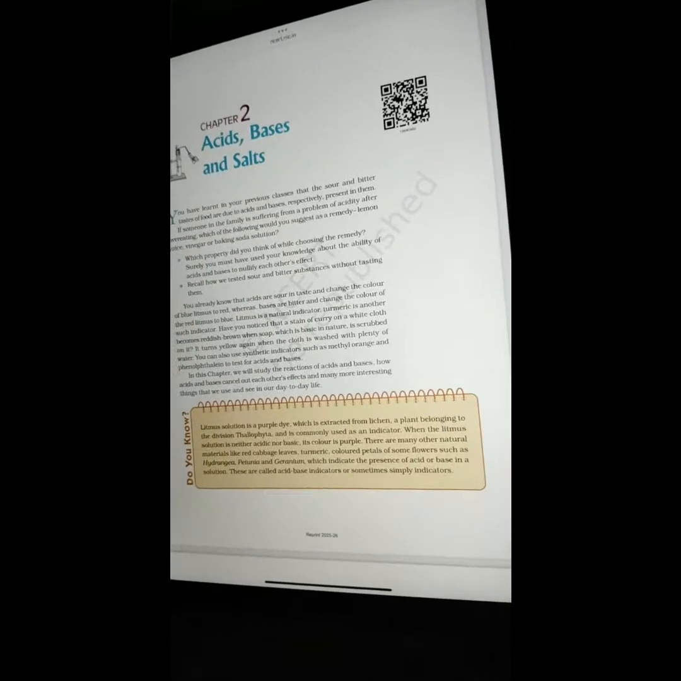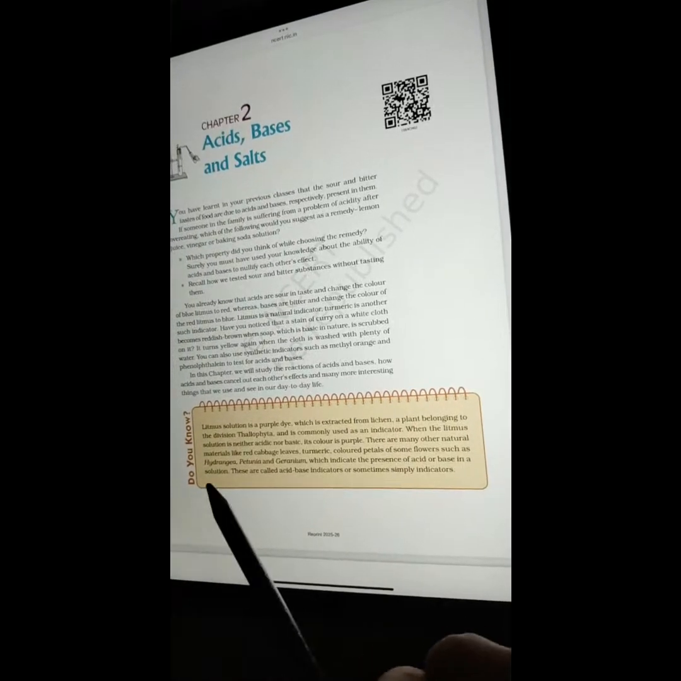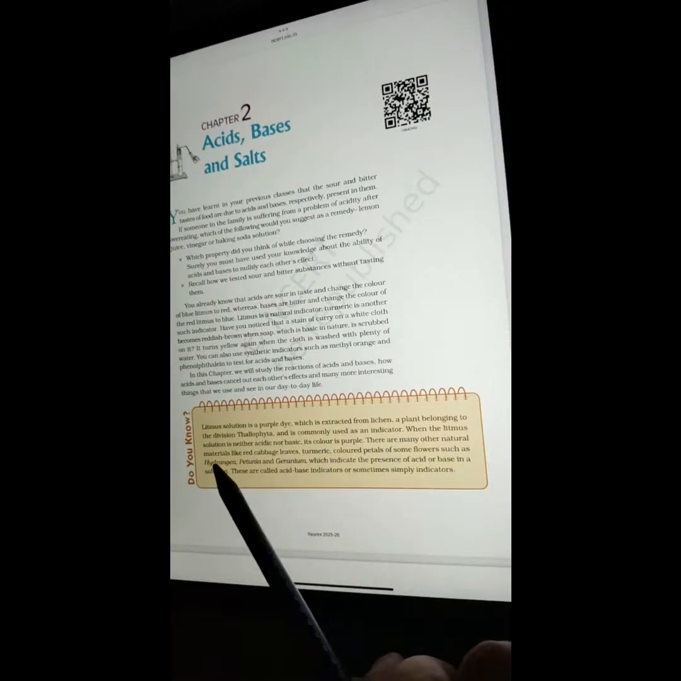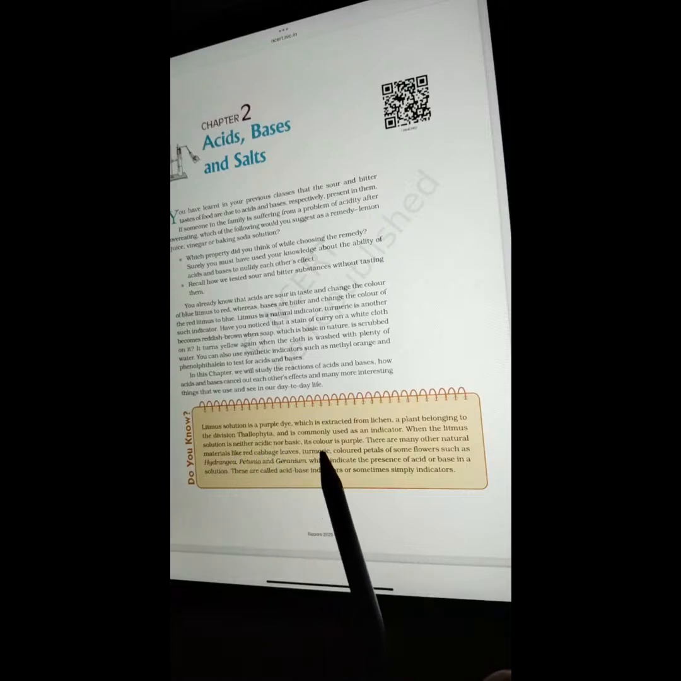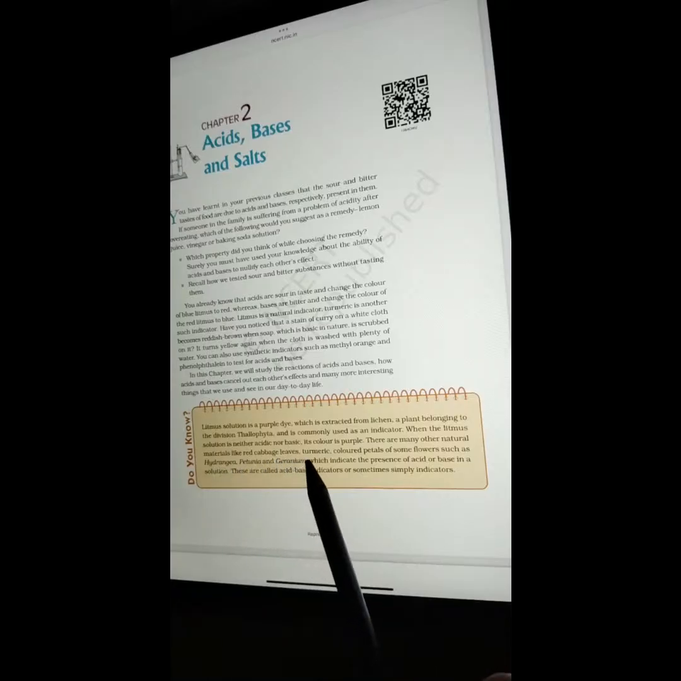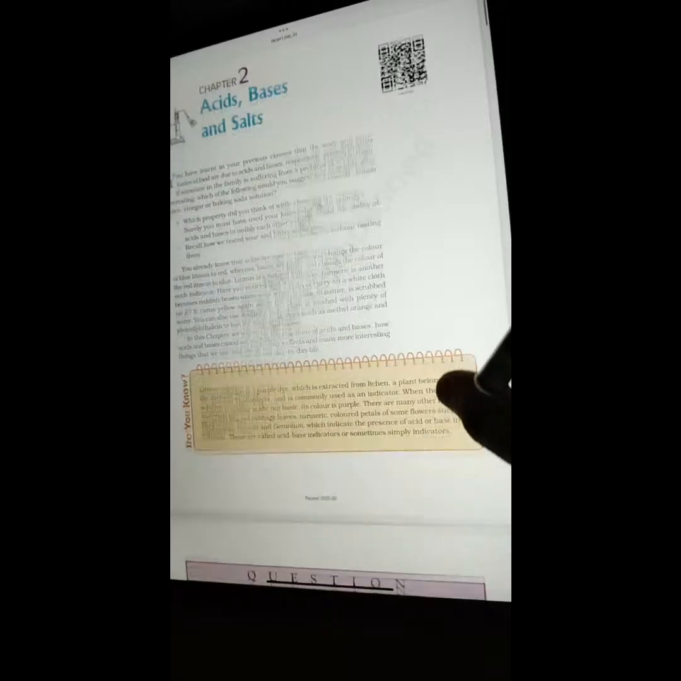Now, this small block of "Do you know?" Litmus solution is a purple dye which is extracted from lichen, a plant belonging to the division Thallophyta, and is commonly used as an indicator. When the litmus solution is neither acidic nor basic, its color is purple. There are many other natural materials like red cabbage leaves, turmeric, colored petals of some flowers such as hydrangea, petunia, and geranium, which indicate the presence of acid or base in a solution. These are called acid-base indicators or sometimes simply indicators.